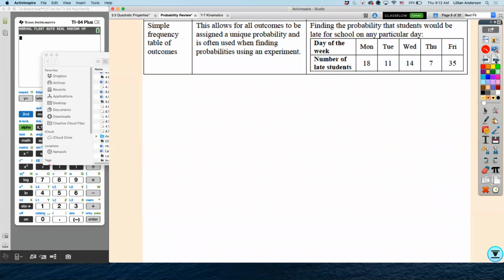You can also have a frequency table. This is where probability and stats start to overlap because they are in the same topic. So you also want to make sure that you're able to work with these simple frequency distribution tables. Just to refresh your memory, if this represents the days of the week and the number of students who are late, how many late students were there for the week?